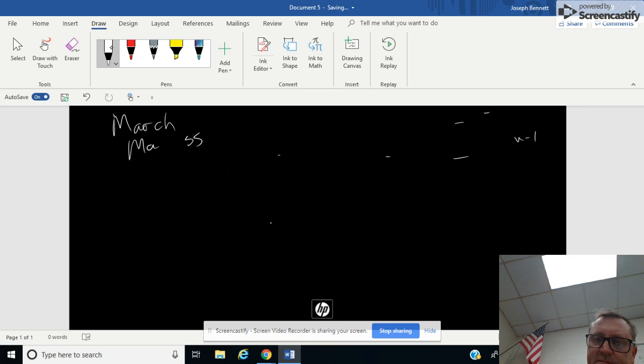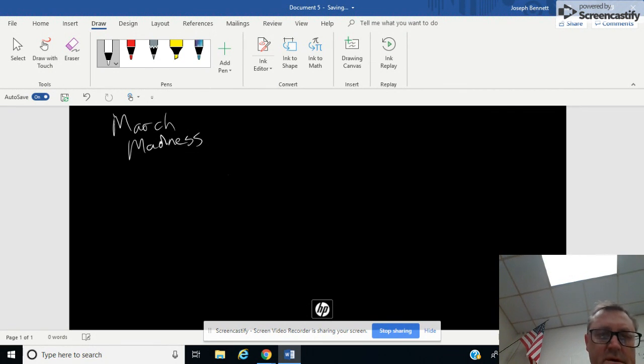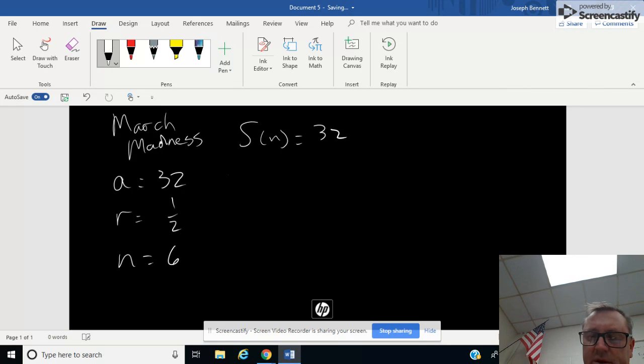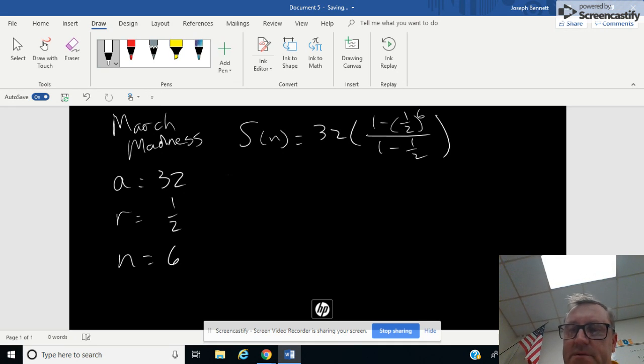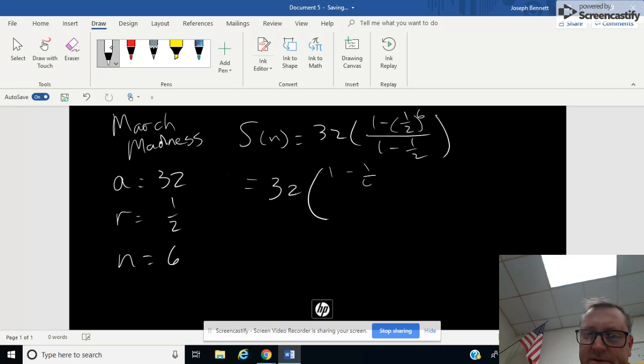Okay, so the March Madness problem. Clean this up a little bit. So now we have, all right, our A is still 32, our R is 1/2, and our N we know to be 6. So we have S of N is equal to 32 times 1 minus 1/2 to the 6th, all over 1 minus 1/2, and that is a big old fraction, which we're going to simplify. 32 times 1 minus 1 over 64, that's 1/2 to the 6th, over 1/2.